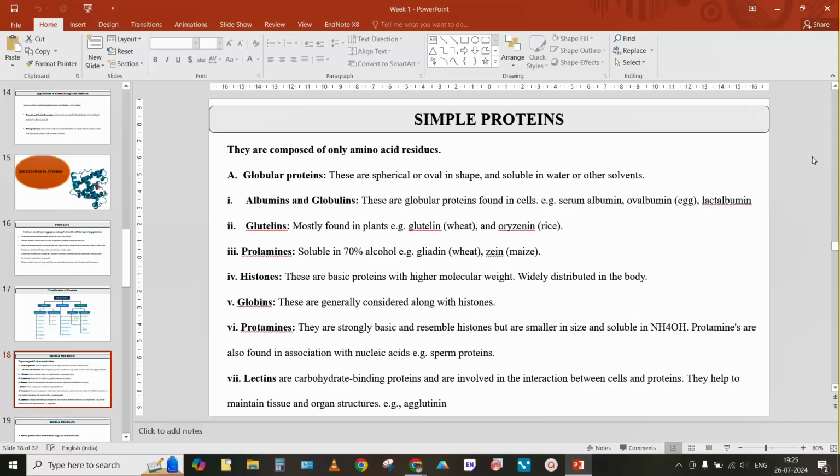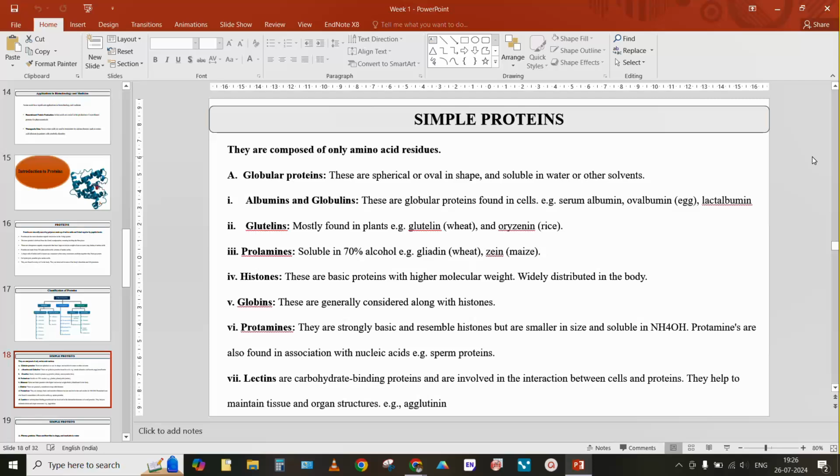Okay. So in globular proteins, the first group is albumins and globulins. These are the globular proteins found in cells, like serum albumin, ovalbumin in eggs, and lactalbumins, then glutelins, prolamins, histones, globulins, and protamines, and lectins as well. We'll cover protamines and lectins, which are the important ones.